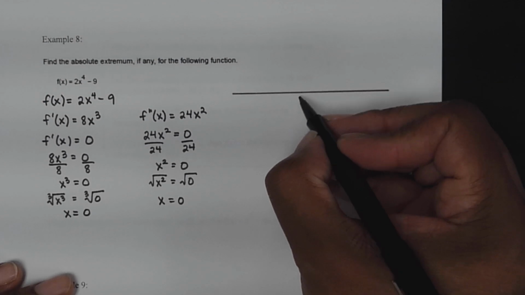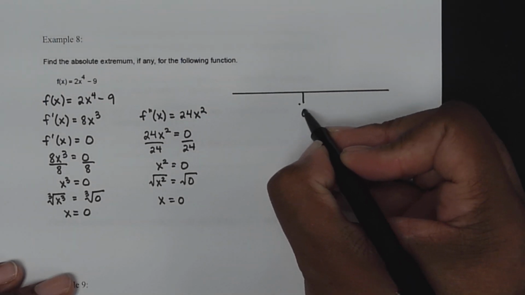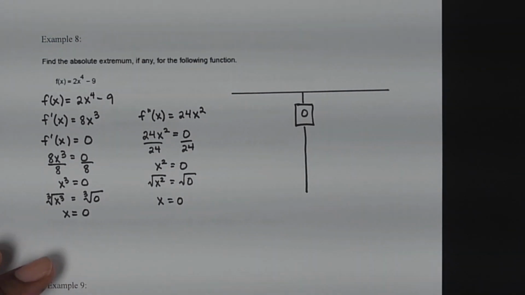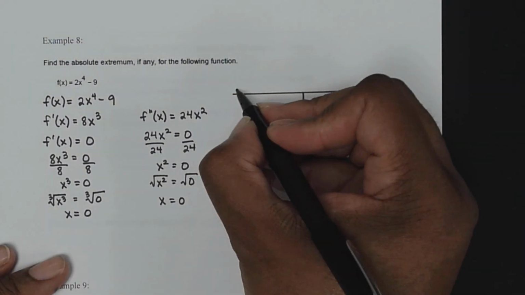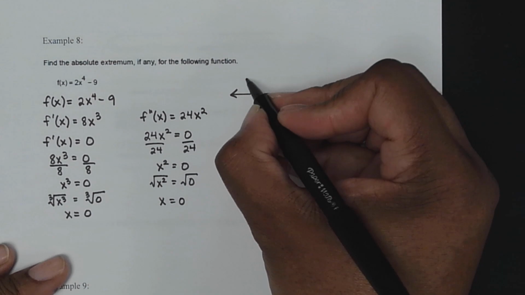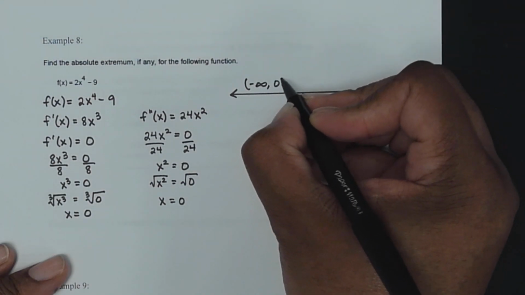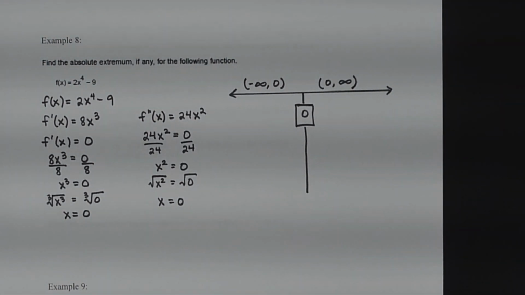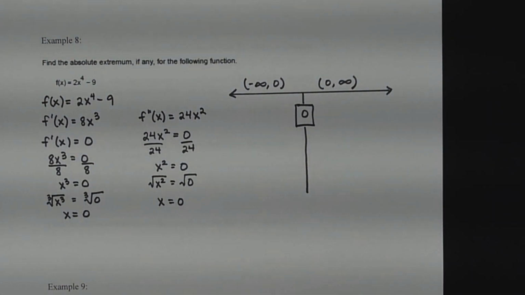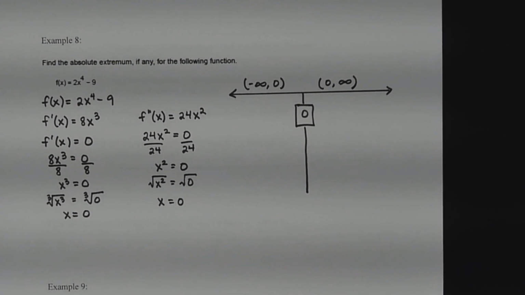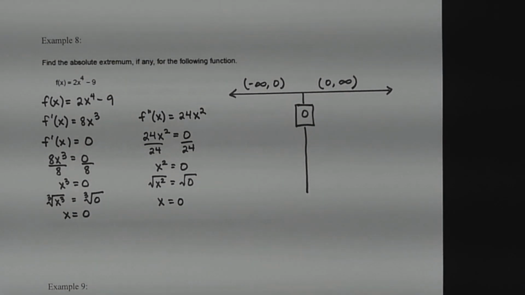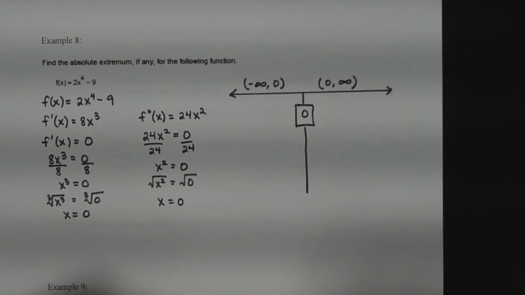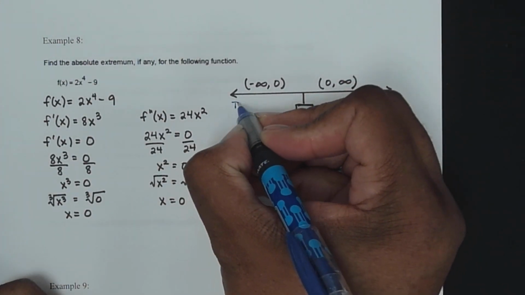So here's 0. And this breaks up that number line into two intervals. One would be from negative infinity to 0. The other one will be from 0 to infinity. All right, so now we pick test values here. So from negative infinity to 0, a good test value would be x equals negative 1.